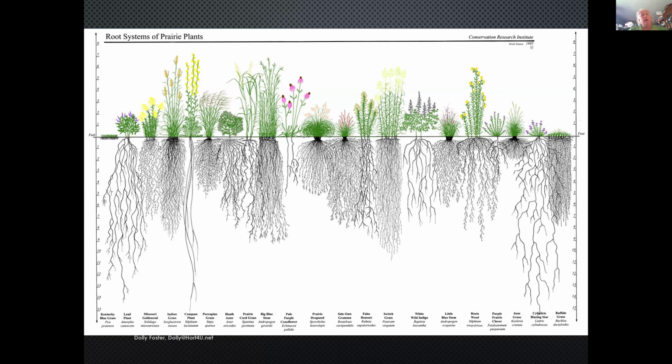Lead plant, which is one of the plants I have in my garden, look at the measurement for that, goes down 14 feet. Compass plant, which I also have in my garden, goes down 15 feet. Cylindric blazing star over on the far right, that little purple plant, the second one in. It's a really tiny little plant, isn't it? But look at the extensive roots that this plant has.